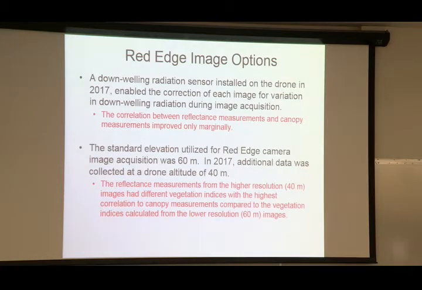So some of the things we tried to figure out. I said the drone has a downwelling radiation sensor, something that's measuring how much incoming radiation is coming in at the same time it's taking the photo. So as you're flying the drone and a cloud goes over, the downwelling radiation sensor should have less energy coming in. Can you correct for that? That's the idea. Can you correct for the amount of radiation?